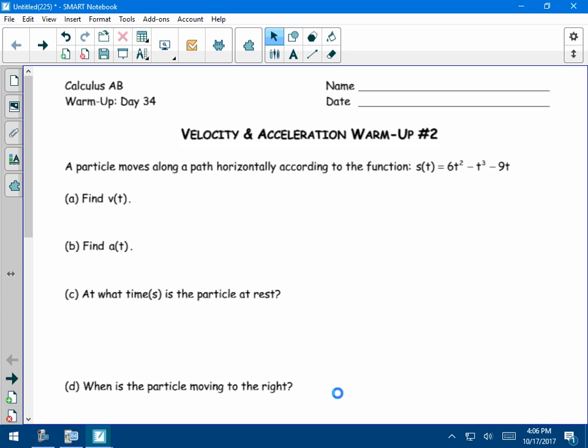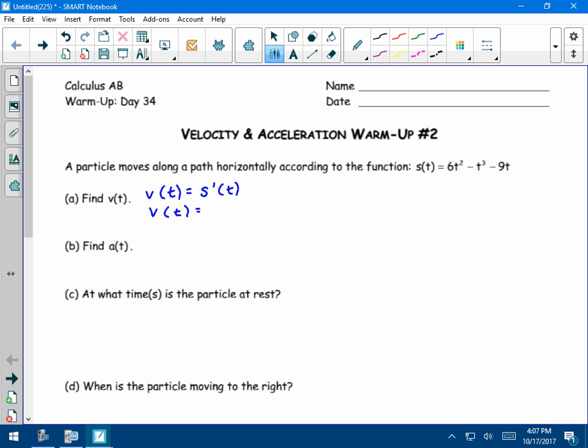The particle moves along a path horizontally according to the function s of t equals 6t squared minus t cubed minus 9t. So that's a position. Find v of t. How is the velocity related to the position? It's the derivative. So v of t is equal to the derivative of position. So that means v of t is 12t minus 3t squared minus 9.